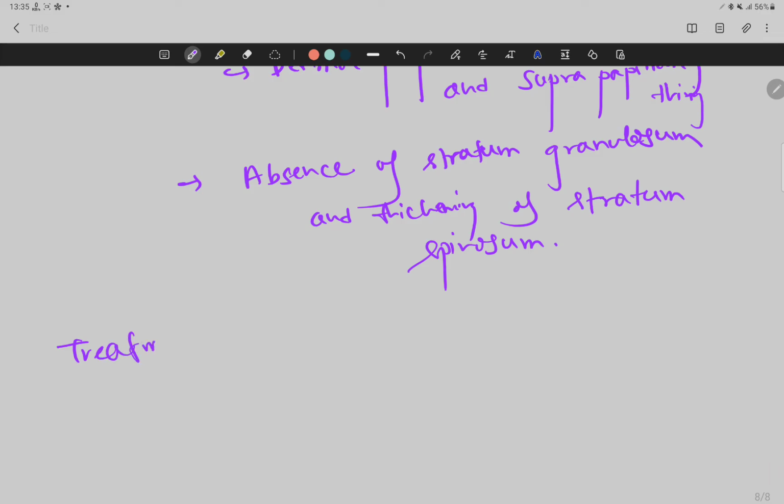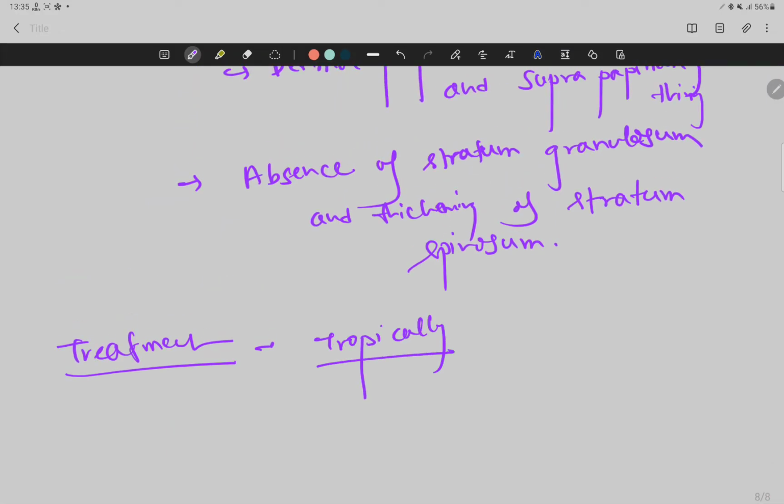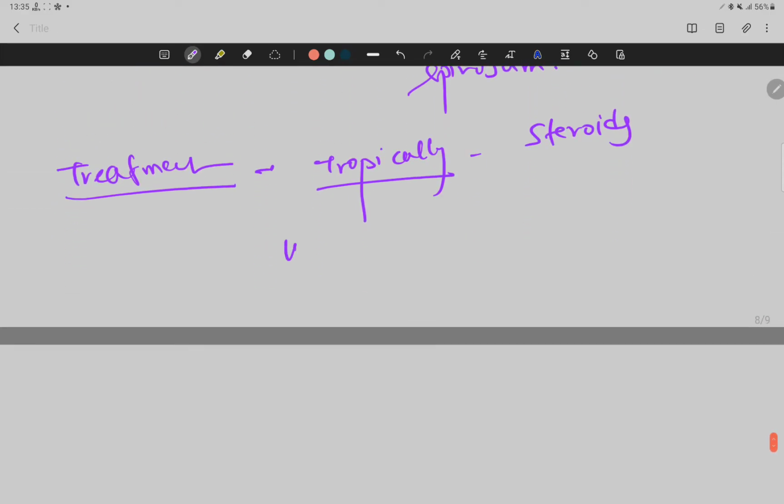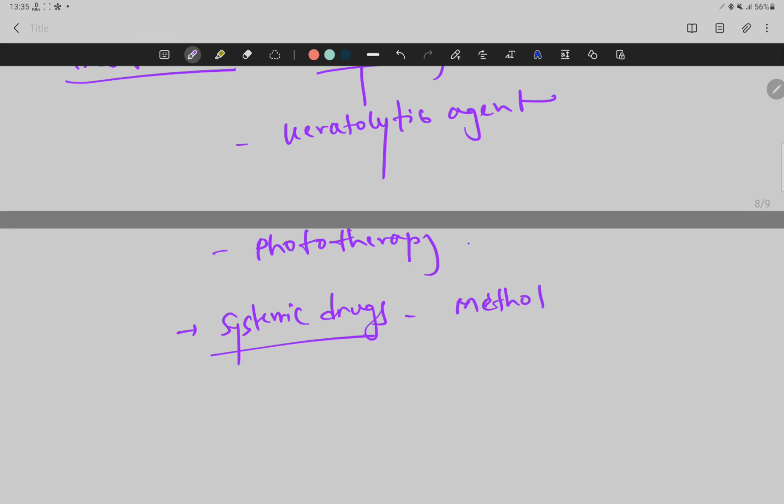Then treatment. Generally used topically are steroids, then keratolytic agents, then phototherapy, and systemic drugs like methotrexate and cyclosporin are used. Acitretin is used. Okay.